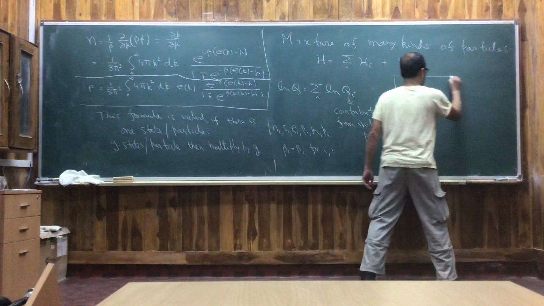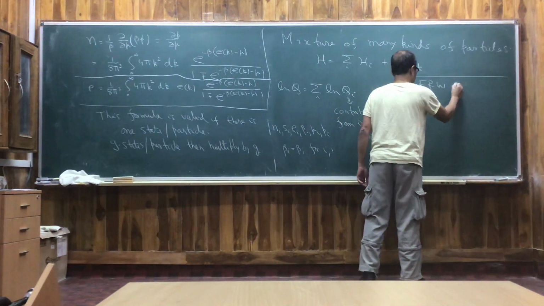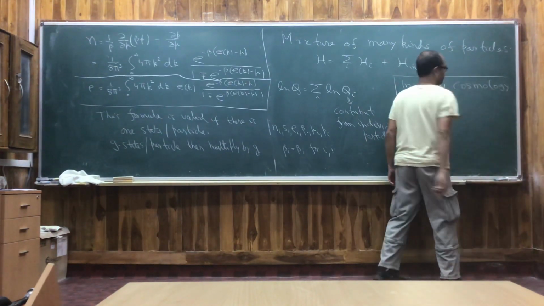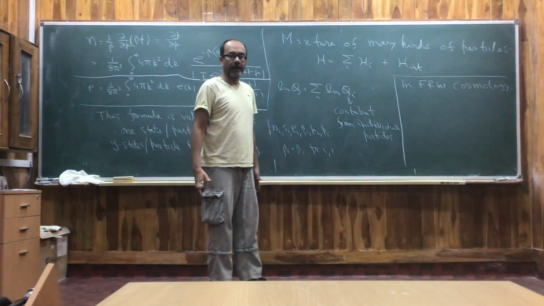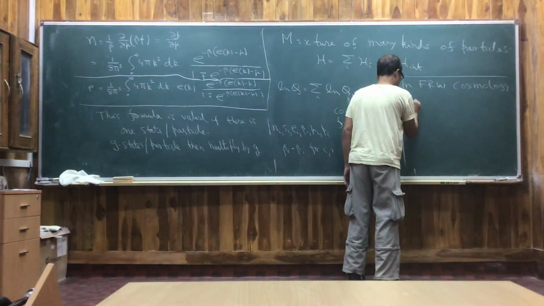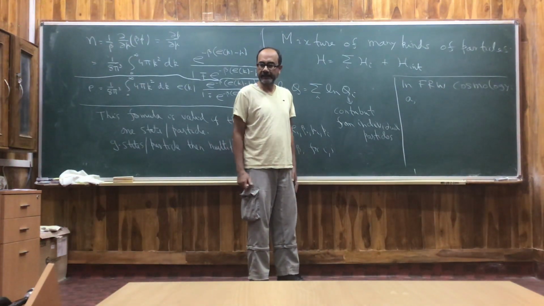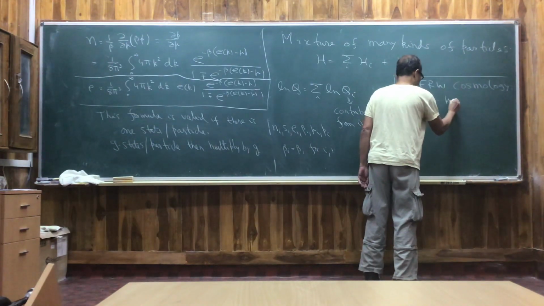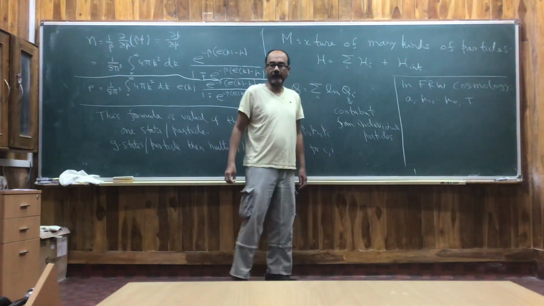So in FRW cosmology, the number of variables now is a, right? That is still there, and then mu 1 to mu k and t. These are the independent variables. Once you know these, you can calculate p and rho for each of these.